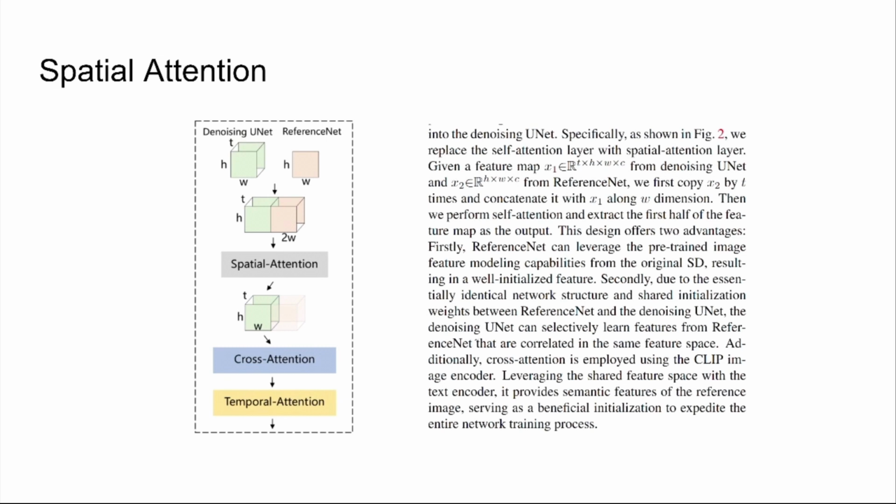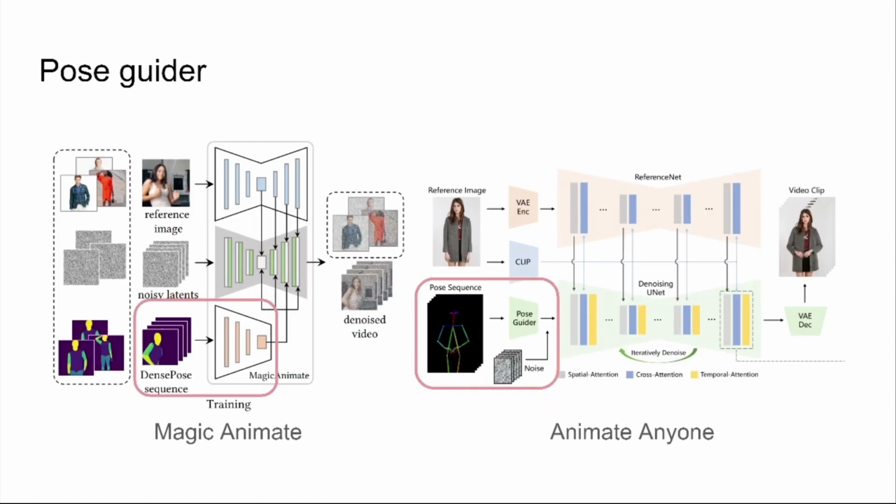Then it goes to the cross attention, whose input will be the CLIP text guidance. The temporal attention is what they take from AnimateDiff, which makes this temporal latent map smoother in the temporal domain. So the ReferenceNet is basically these two parts: the fully connected architecture and the spatial attention blocks.